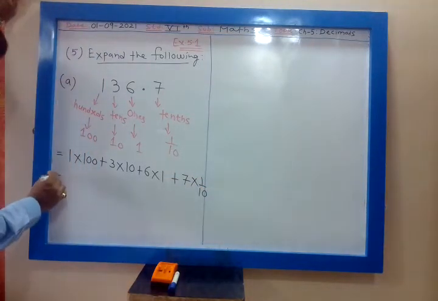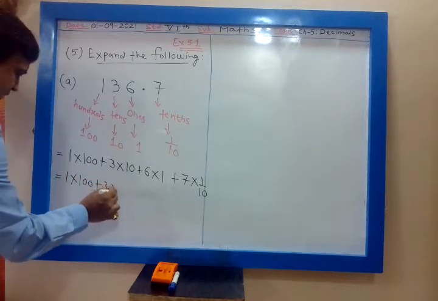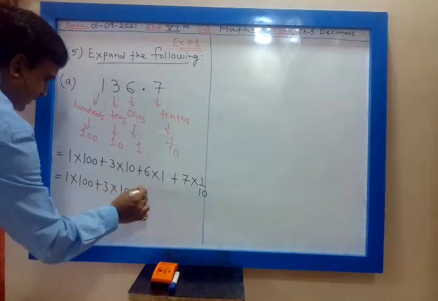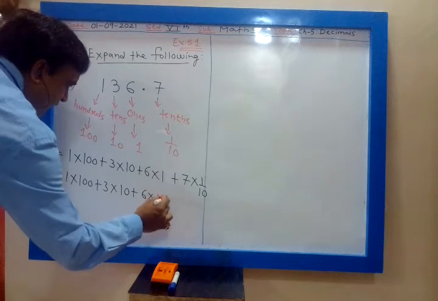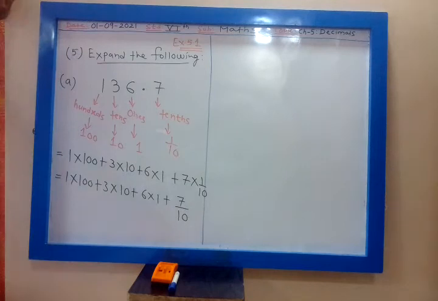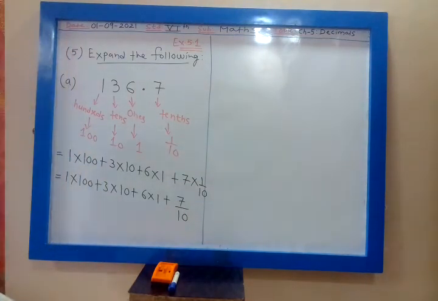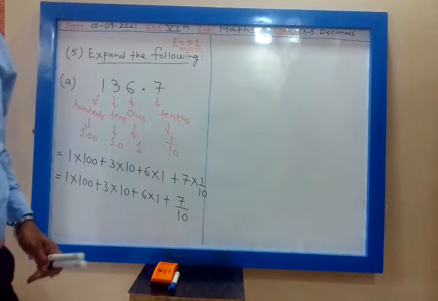So we write 1 into 100 plus 3 into 10 plus 6 into 1 plus 7 into 1 upon 10, which will be 7 upon 10. And this is the answer, the expanded form. Yes, clear? Yes, so this is the expanded form.